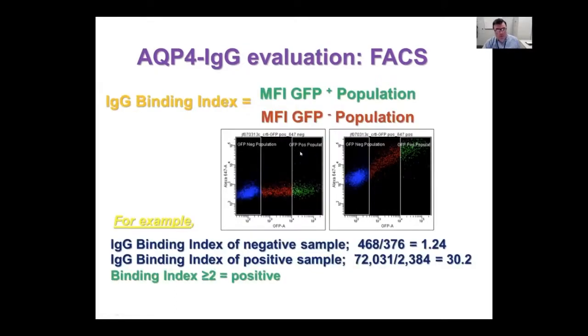So then what we can do is express that as a ratio, looking at the positive and negative populations, and come up with an IgG binding index. And so for aquaporin 4, this would be a binding index greater than 2, which we've established as a good cutoff with high specificity and optimum sensitivity for neuromyelitis optica, when we look at studies of clinical patients with this neuromyelitis optica disorder, where they have this aquaporin 4 antibody.